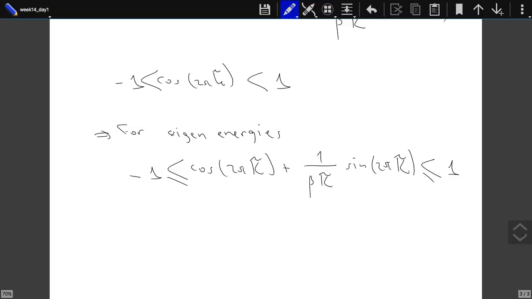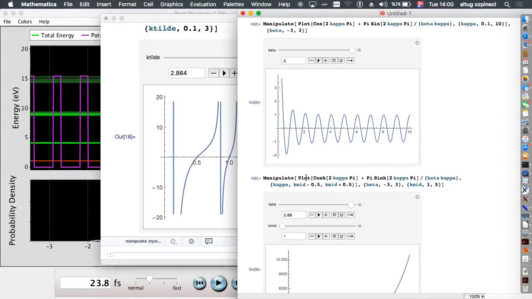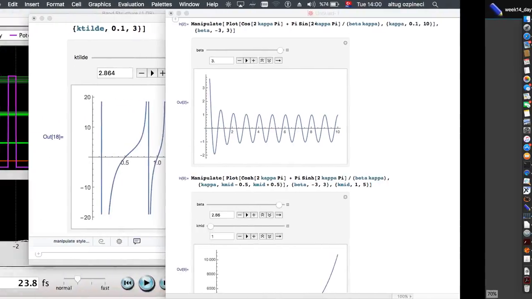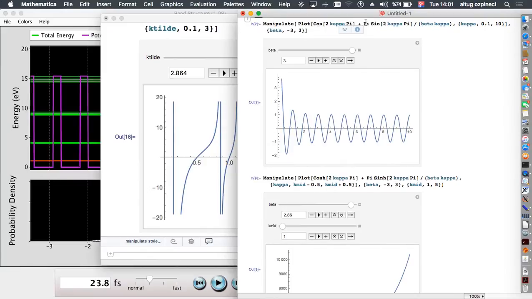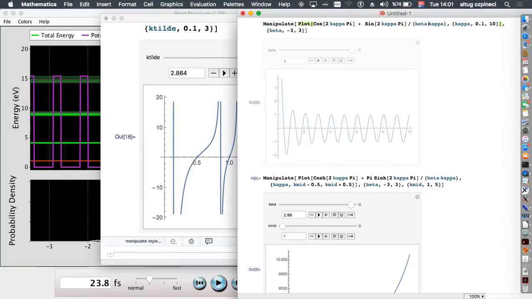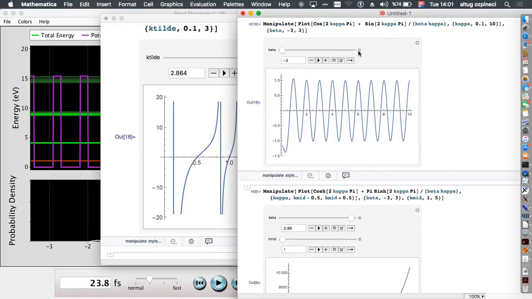Well, let's see what that function looks like. This is cosine 2 pi kappa p plus pi sine 2 pi kappa p divided by beta kappa. I'm ignoring the tildes. I'm just plotting it as a function of kappa for various values of beta. So this is for beta minus 3. Let's change the value of beta.